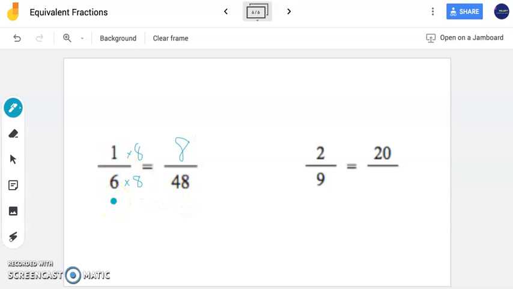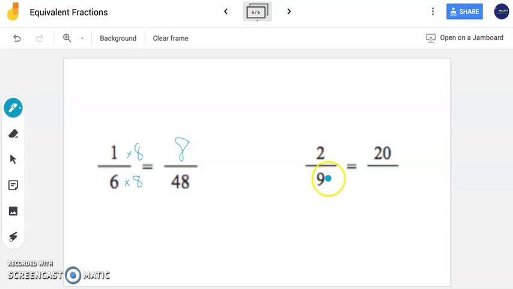Now it's important to recognize that these are equivalent fractions because sometimes you might want to represent them in the smallest form, or sometimes you might want to leave it as 8/48. But depending on what's given to you, it's important to recognize that these values are the same.